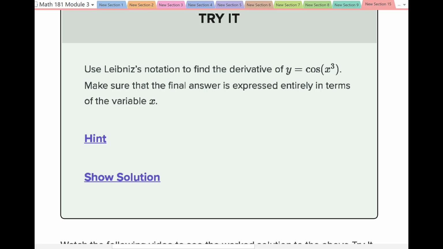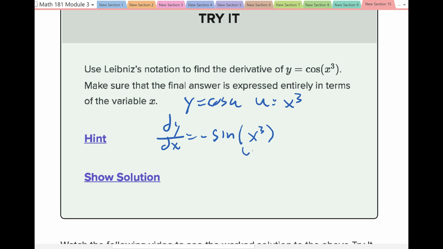Use Leibniz notation to find the derivative of y equals cosine of x cubed. This notation is important: there's an x cubed and there's cosine of that. So our y would be a cosine of u, and the u would be x cubed. So dy dx would look at the derivative of cosine, which is going to be negative sine of whatever u is. Well, u is x cubed. Again, that's a u.